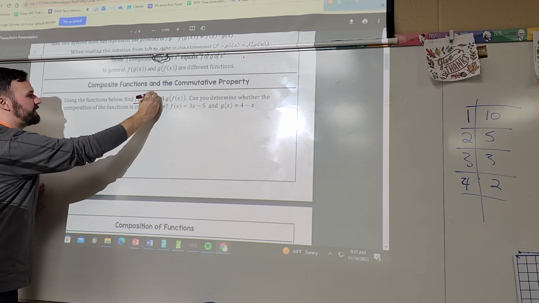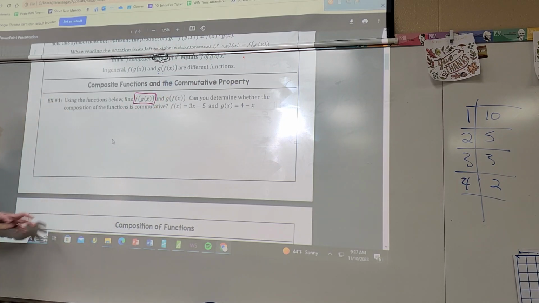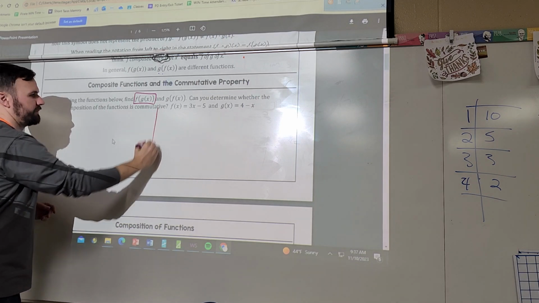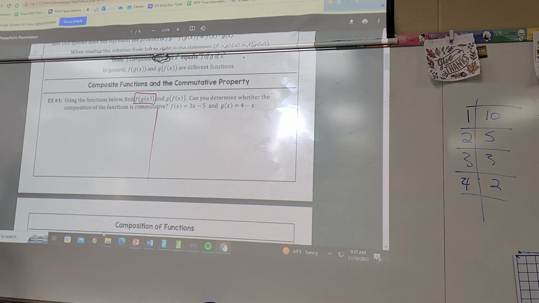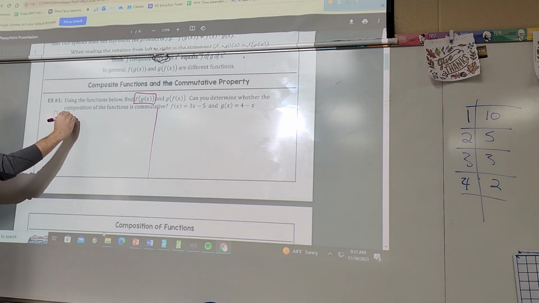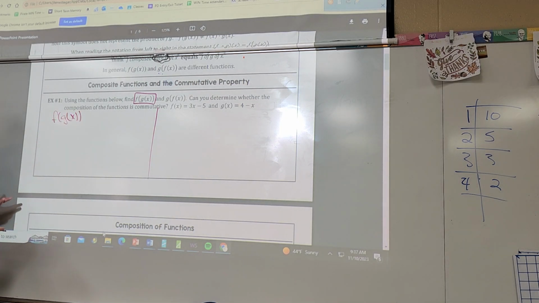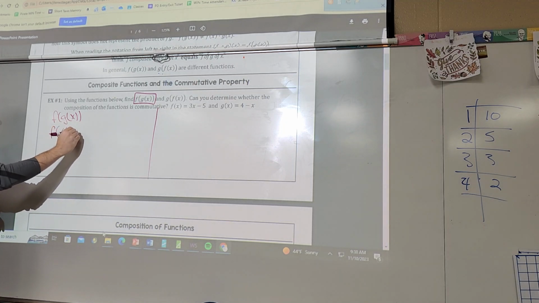Let's find f of g of x. And then we're going to find g of f of x and see if they're the same. Okay? Move this out of my way. So over here, I'm going to do f of g of x. What's my g of x? 4 minus x. 4 minus x. So I'm going to plug in my g of x in for g of x.